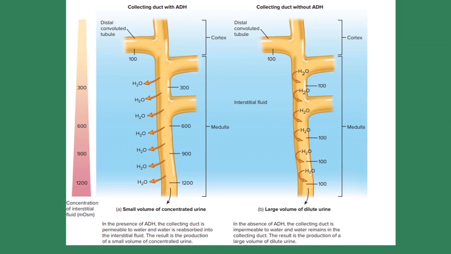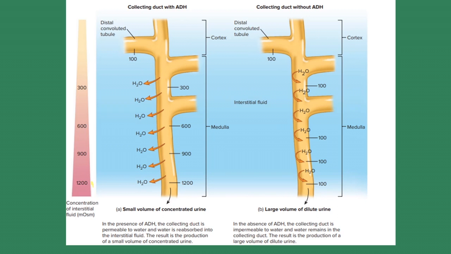So, as you can see, this is the concentration of interstitial fluid and collecting duct with ADH and collecting duct without ADH. So, small volume of concentrated urine.